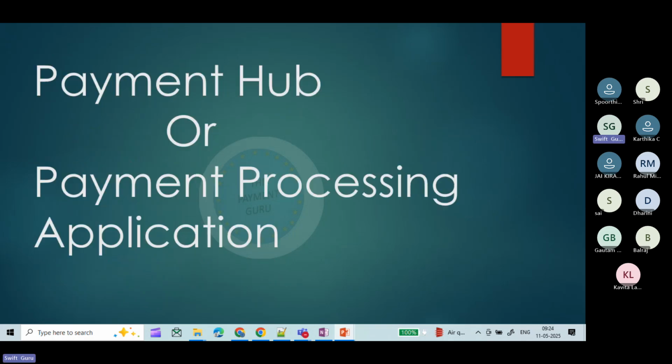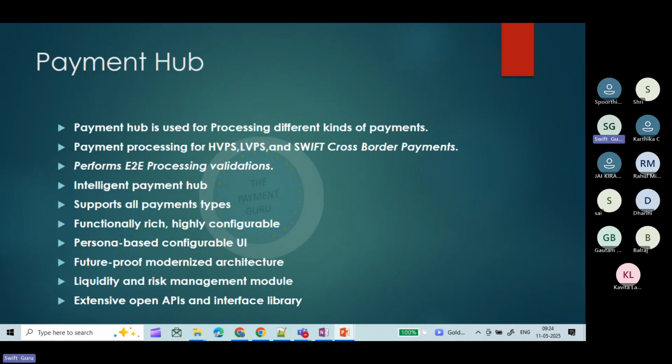A payment hub or a payment processing engine or payment processing application, all of them are the same, and their objective is what? To process the payment, regardless of whether it is an incoming payment or an outgoing transaction coming in from the channel. Nowadays, the payment engine comes with these kinds of features which you can see in this particular slide. Payment hub is used for processing different kinds of payments. One payment engine, one payment application is capable enough nowadays to process all varieties of payments.